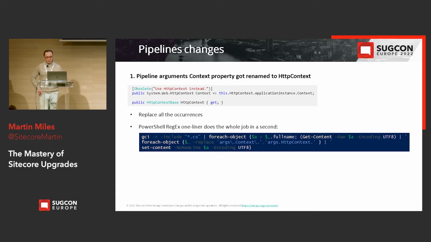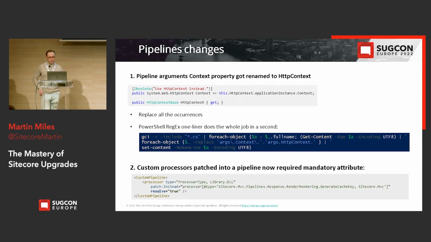And of course, I used my preferred approach of PowerShell regular expression. This is a one-liner. I just ran it against the solution and it upgraded it universally wherever it happens. But of course, be careful, so use diff tools not to override something that you did not intend to. There's another change: custom processors patched into a pipeline now require the mandatory attribute resolve. I made it bold. It will break without it.